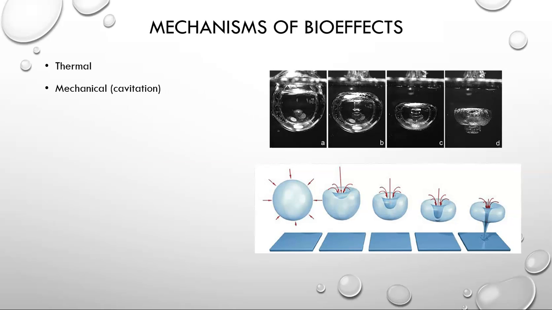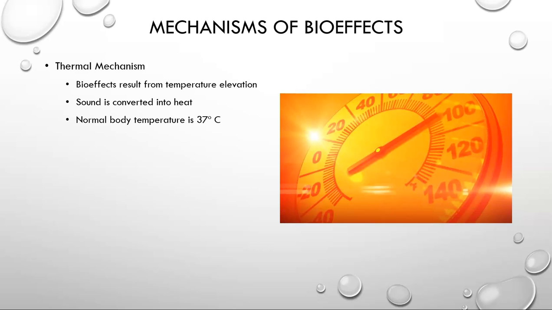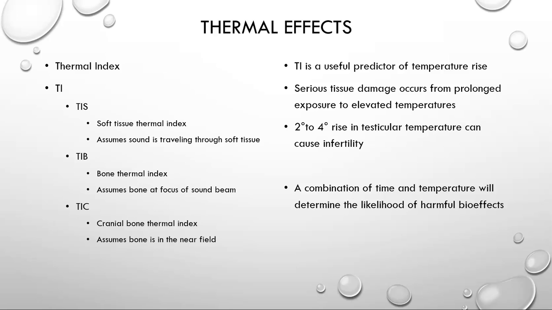The types of mechanisms of bioeffects from ultrasound are thermal and mechanical. The thermal mechanism is simply the heating of tissue from the sound itself. Normal body temperature is about 37 degrees. When we go up as much as just 2 degrees Celsius above that, there can be damage occurring to the tissues. With thermal effects, we have something called the thermal index.